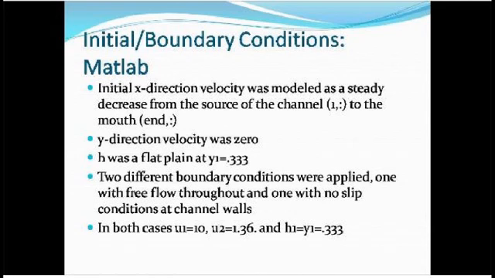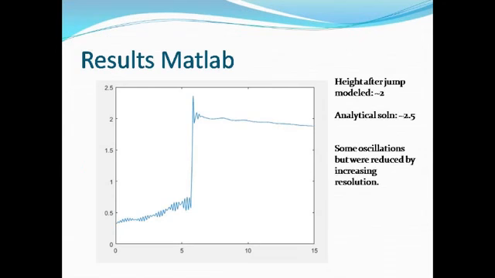In MATLAB, the u velocity was initialized as a gradient from 10 to 0 in the x direction. The v velocity was set as 0, and the height was set as a flat plane at a value calculated analytically as 0.3. The boundary conditions in the u velocity were set at 10 and a calculated value of 1.36. The other conditions were set up as free flow and then as no-slip channel walls.